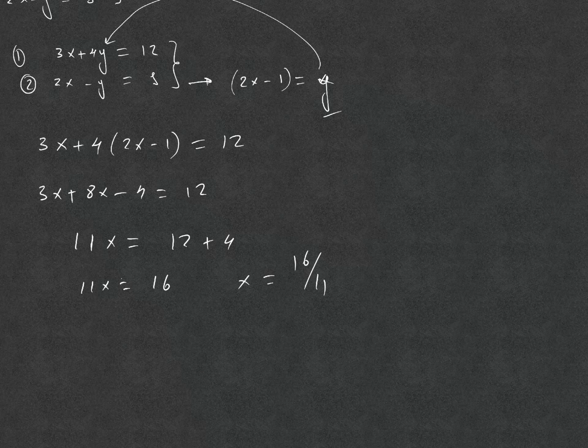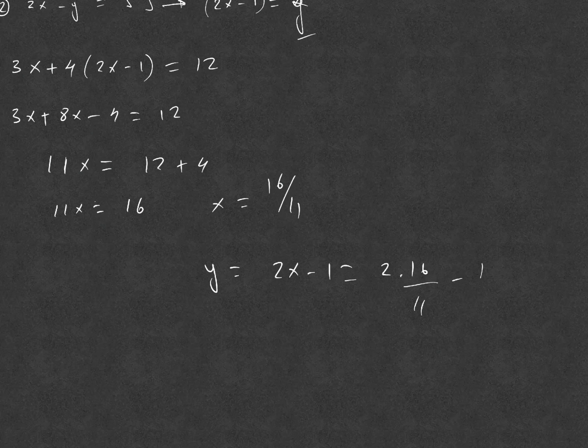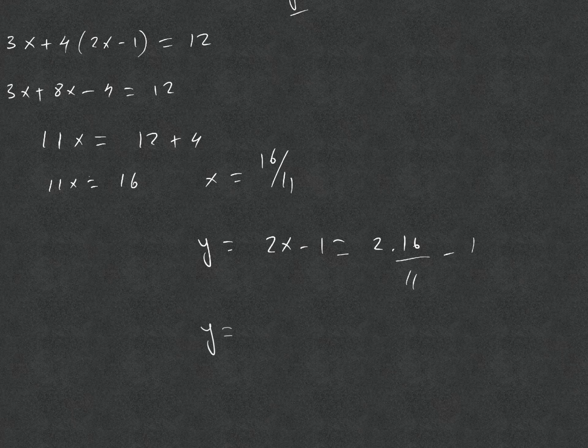And y should be 2x minus 1. 2 times 16 divided by 11 minus 1. And the y will be 32 divided by 11 minus 1. But 1 is 11 divided by 11. Now 32 minus 11 is 21, so 21 divided by 11. So it seems to me that these are the solutions.